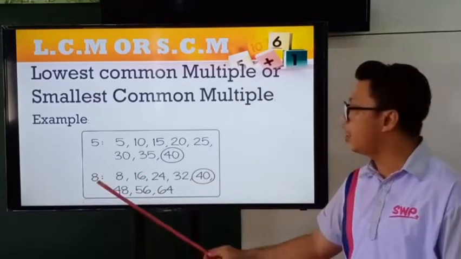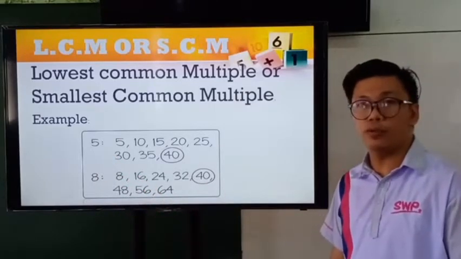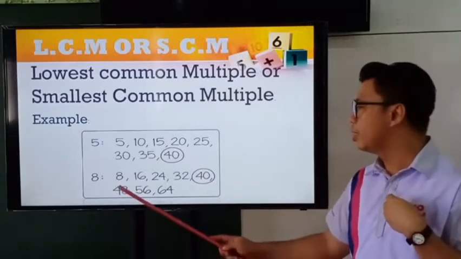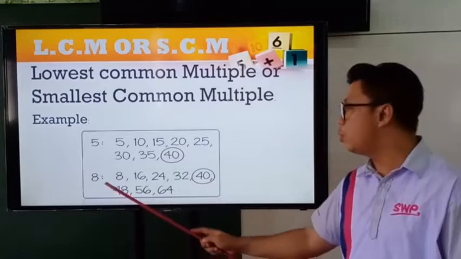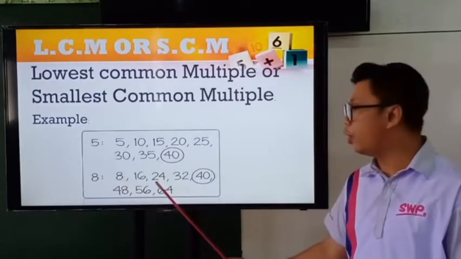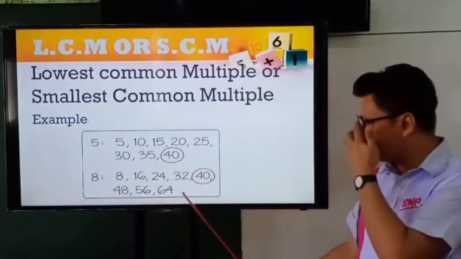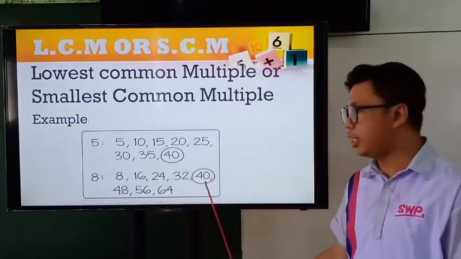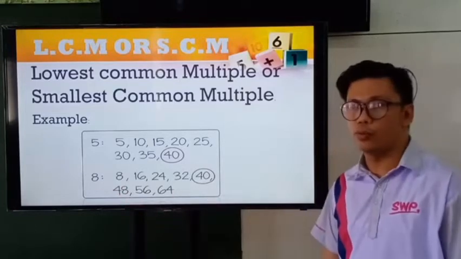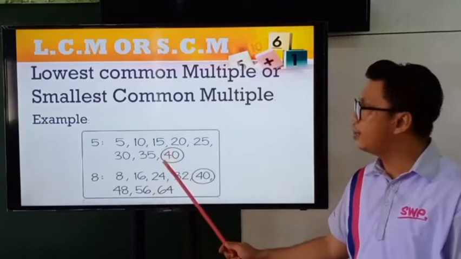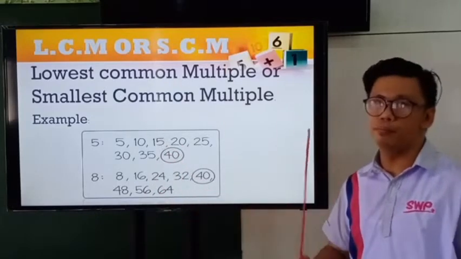How about the 8? Multiples of 8, so we will start with 1. 8 times 1 is 8. 8 times 2 is 16. 8 times 3 is 24. 8 times 4 is 32. 8 times 5 is 40. 8 times 6 is 48. So you will continue, and then you will find now the common multiple.